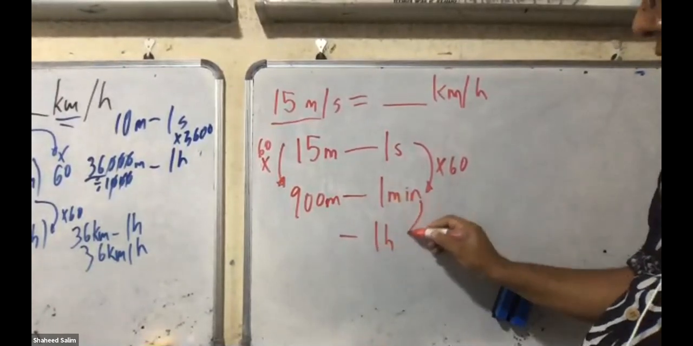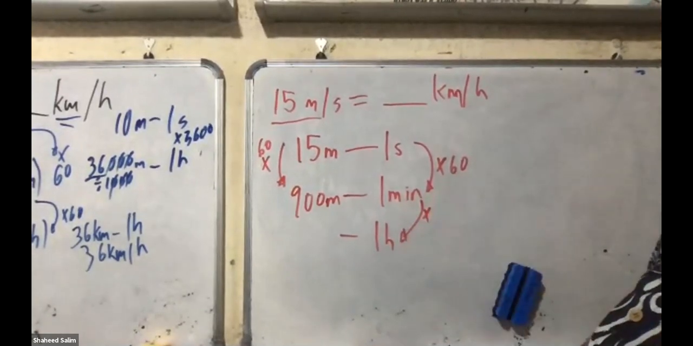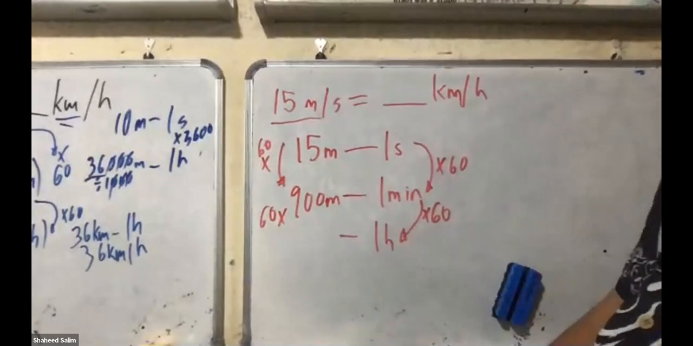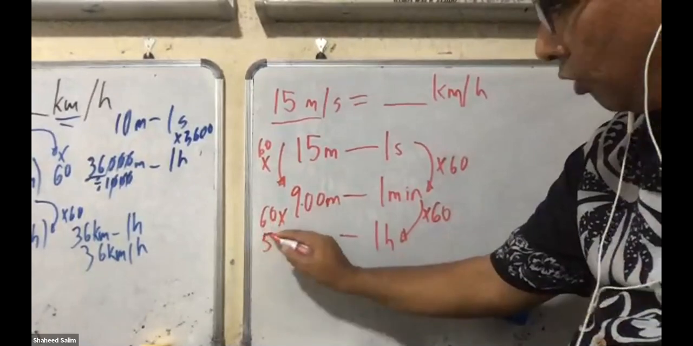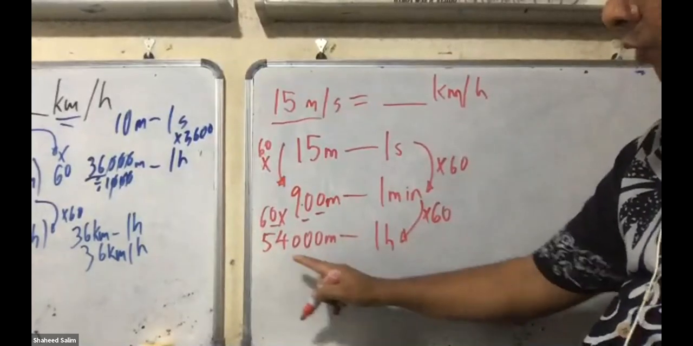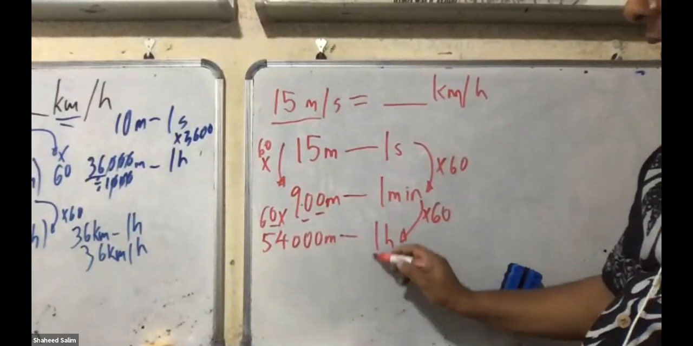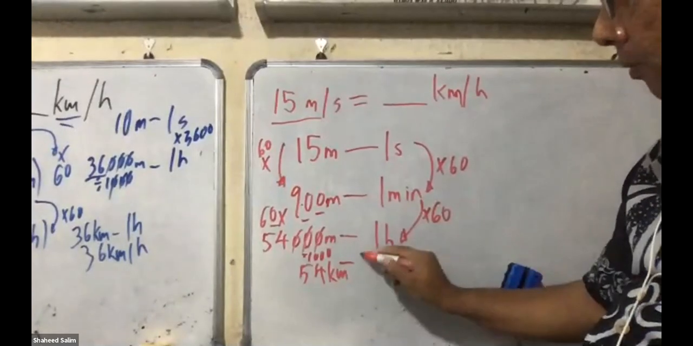From 1 minute, how to change to 1 hour? 1 hour got how many minutes? 60. So you must times another 60. You have to times another 60 down here. What do you get? 900 times 60, what do you get? 9 times 6, 54. 1, 2, 3 zeros. 54,000 meters in 1 hour. Now you got 1 hour. Change to km, divide by 1,000. 1, 2, 3. 54 km per hour.